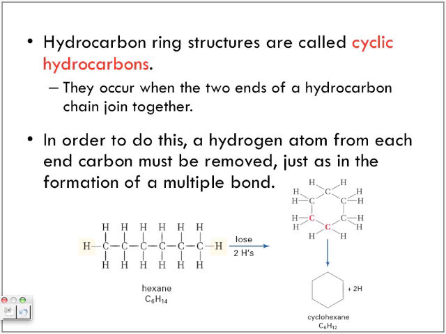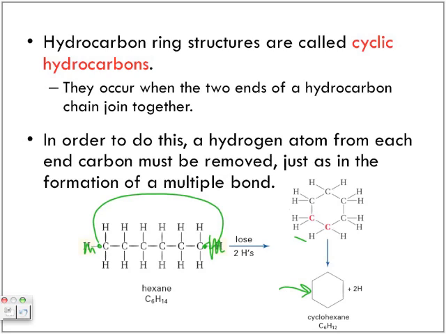C6H14. We're going to remove these two hydrogens to allow for that valence electron on either end to bond together with one another to form this circular ring. So what we have here is a linear structure, and we're going to use the linear/condensed method of drawing these hydrocarbons just to make things simpler.